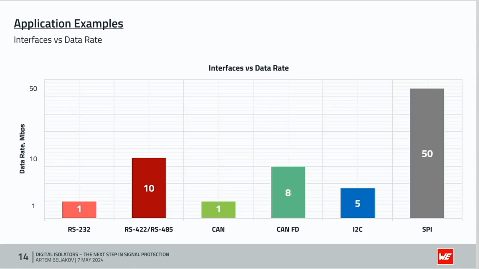And last but not least, SPI interface. This is a very fast interface with data rate up to 50 megabit per second, which provide communication between sensors, between sensor microcontrollers and memory modules.